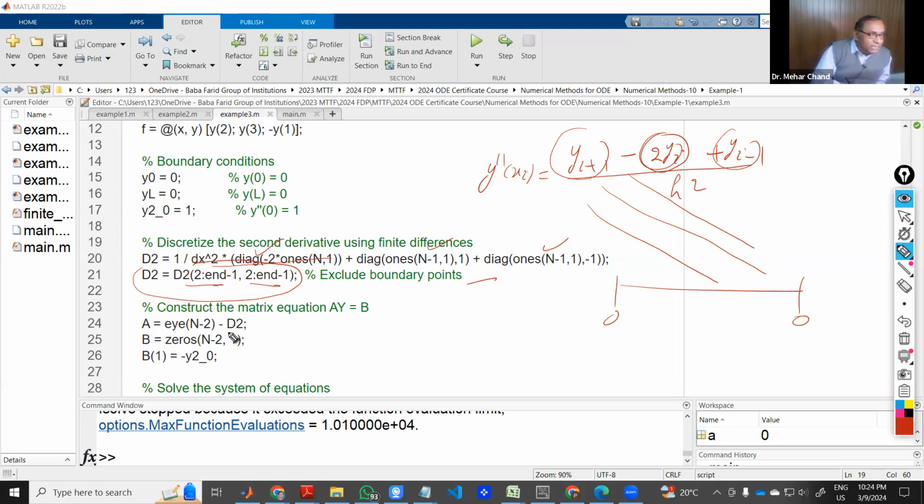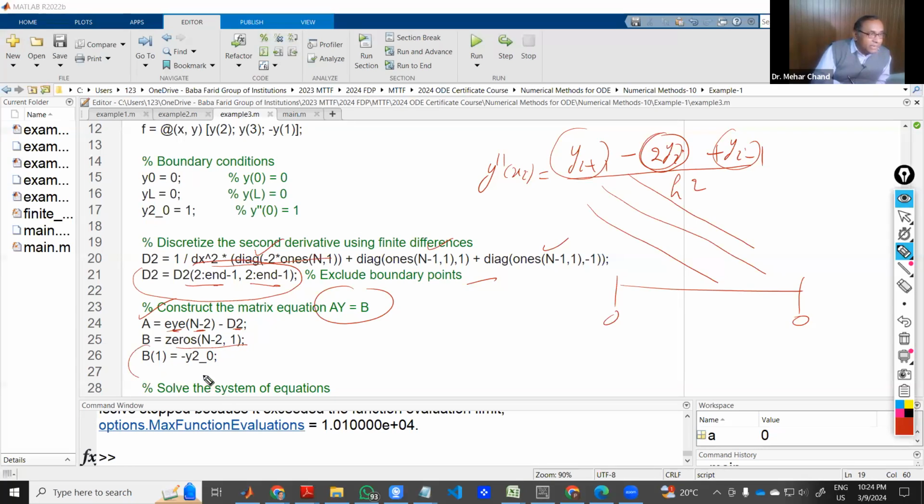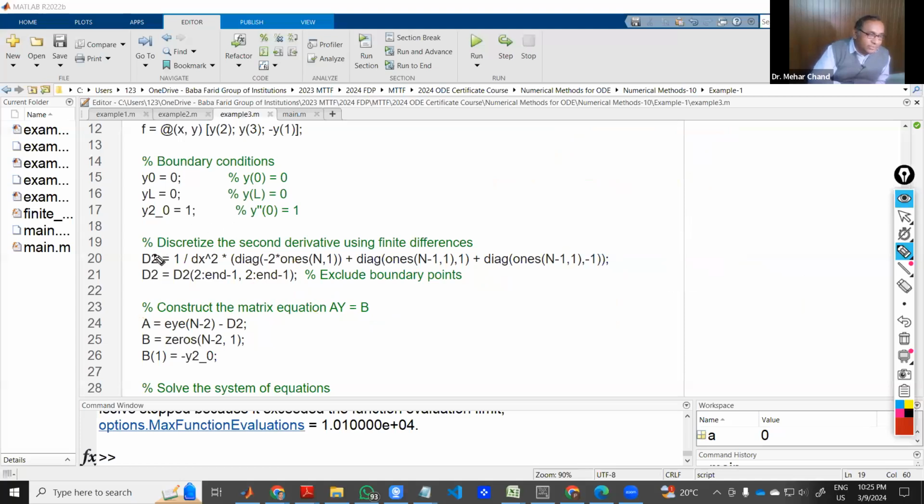Then we have the construction of the matrix, which is Ay is equal to b. What is I? Identity matrix. Yes, this will be the identity matrix of this order and minus d2. b zeros will be in this way, and this is the boundary value. So after applying all these, we have the system of equations in matrix form, and you need to study these very carefully.